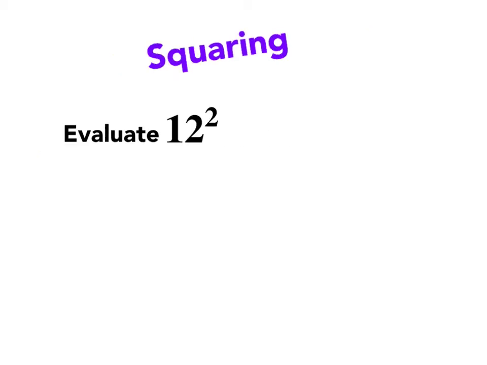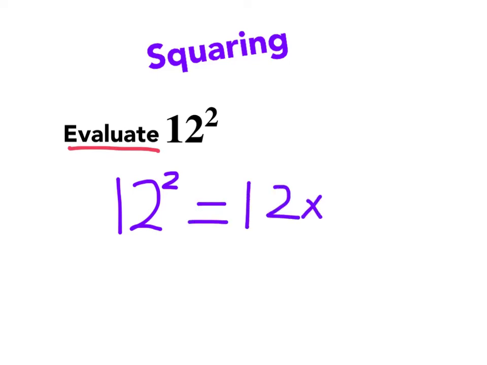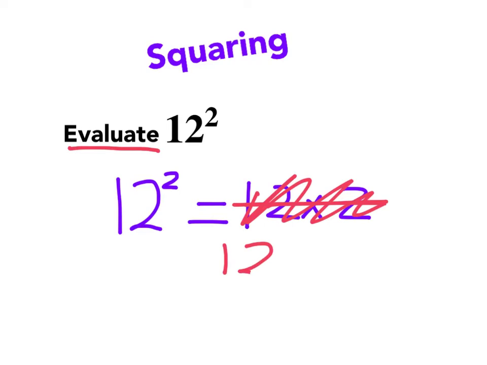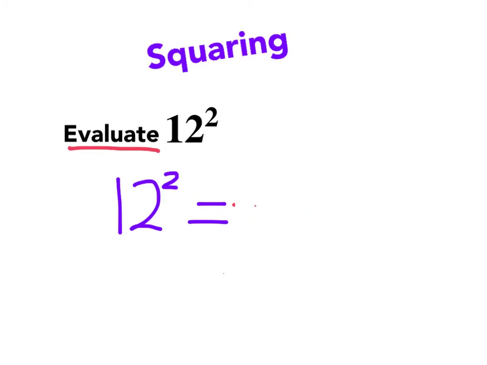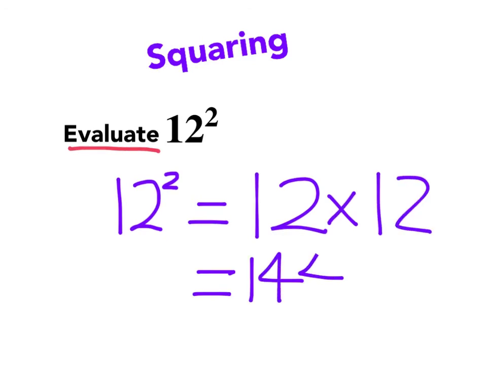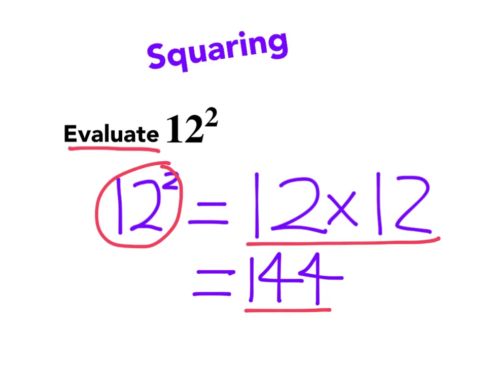Okay, let's look at some examples. The reason I put an example in here is because we have this word evaluate. You'll see this a lot in mathematics. What does evaluate mean? It means work it out. Give me the answer. So if I had 12 squared, that's not 24, it's not 12 times 2. Don't get yourself confused. It is in fact 12 multiplied by 12. Because we know our 12 times tables, 12 multiplied by 12 equals 144. That's how I show my working: first line, 12 multiplied by 12, second line, answer.